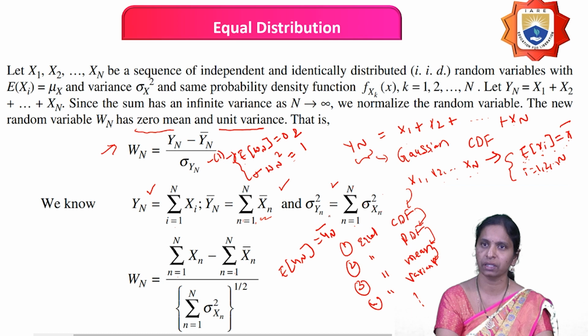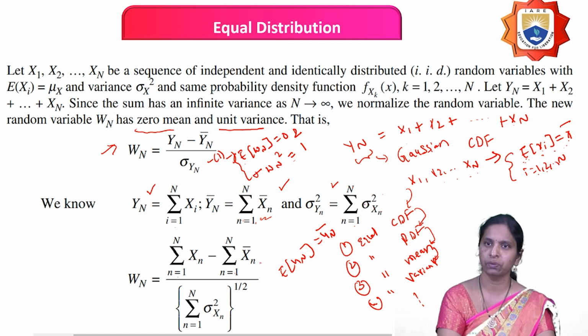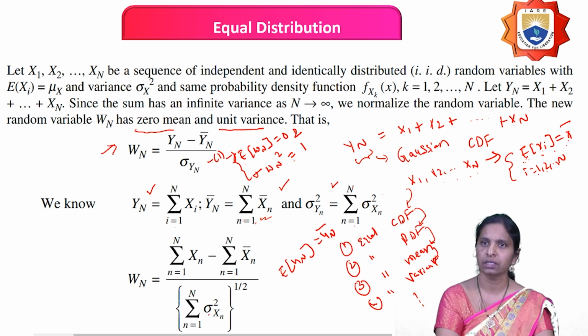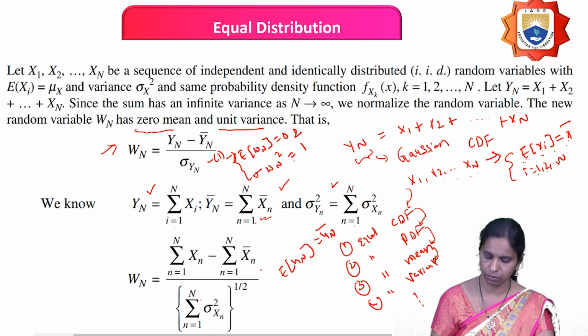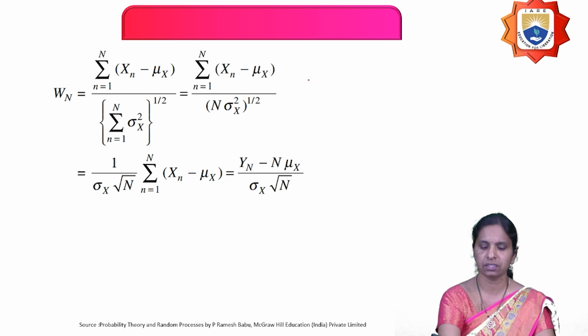The standard deviation is nothing but the square root of the variance. Therefore, sigma_Y equals the sum from n equals 1 to N of sigma_Xn squared, whole power 1 by 2. That is the square root of the variance, sigma_Yn squared, which is nothing but sigma_Yn. Now, how can you write this?